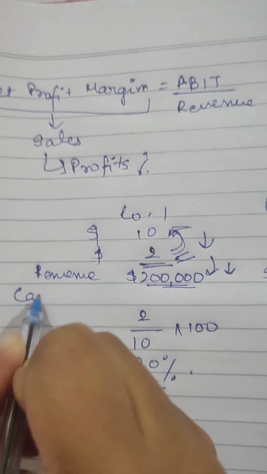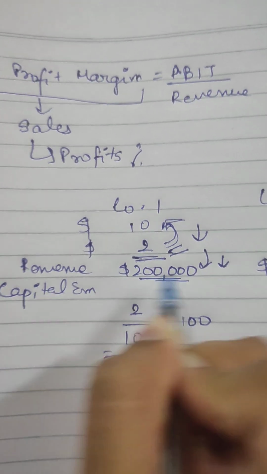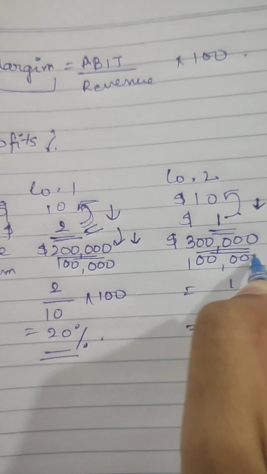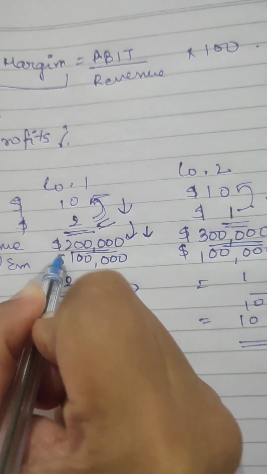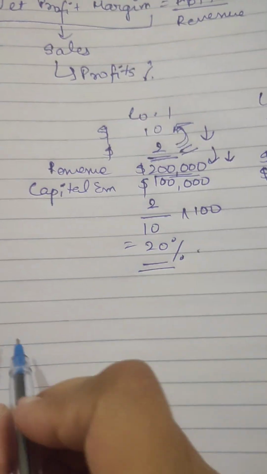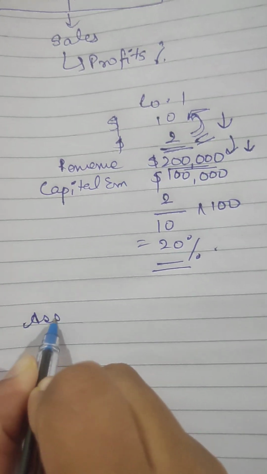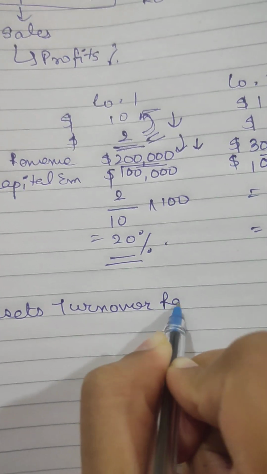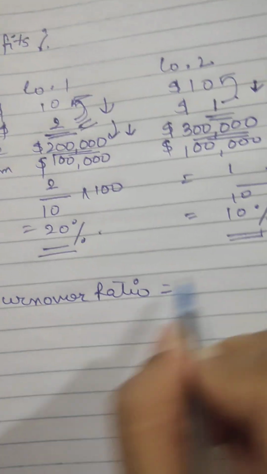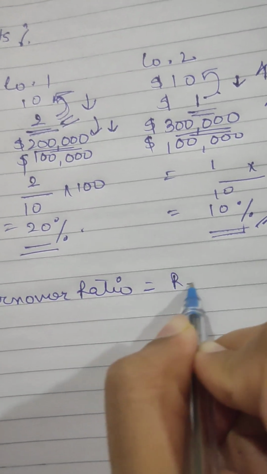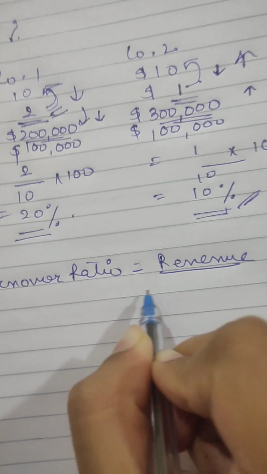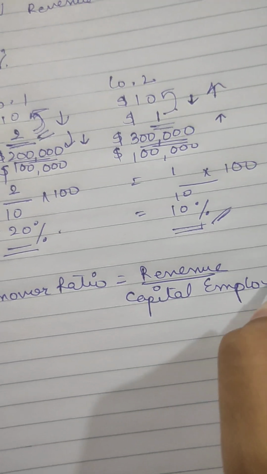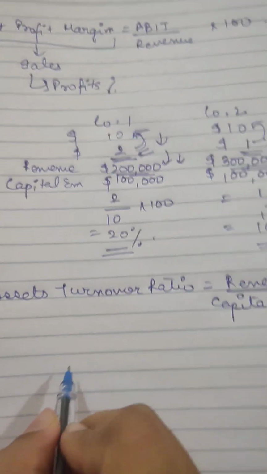Now let's say we have a capital employed of $100,000 in both the company. That is same for both companies. Alright. Now in this case, there is another ratio called assets turnover ratio. Assets turnover ratio is equal to revenue upon capital employed. Now let's understand this in both our companies.